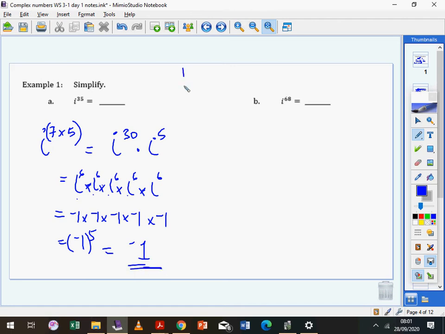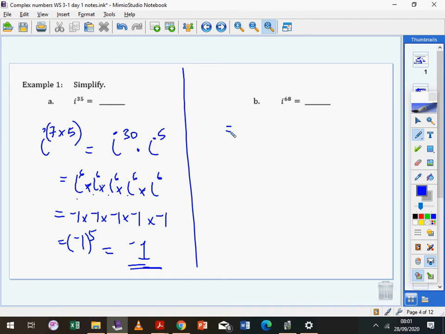I to the 68th power, you're going to do the same thing. Try to figure out a way to break it down into powers that you already know. It's going to help if you're going in order, powers that you already know, and then after you do that, you can find the I to the 60th power.